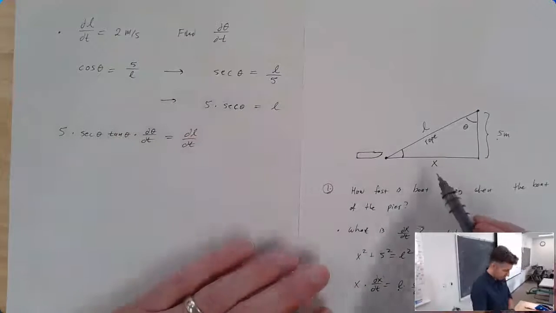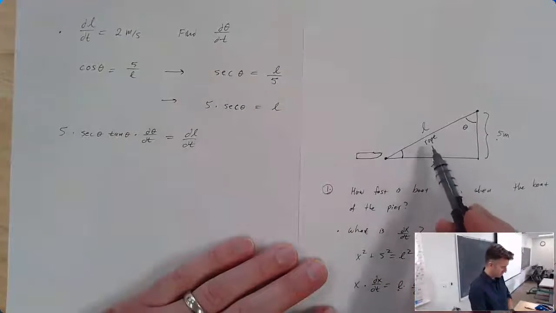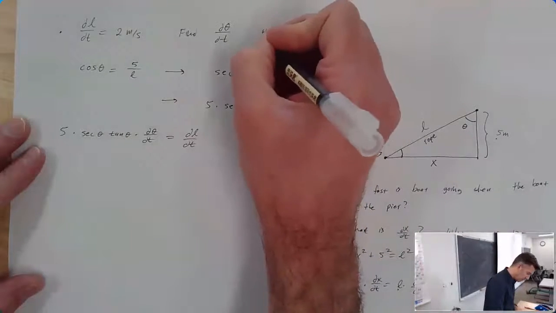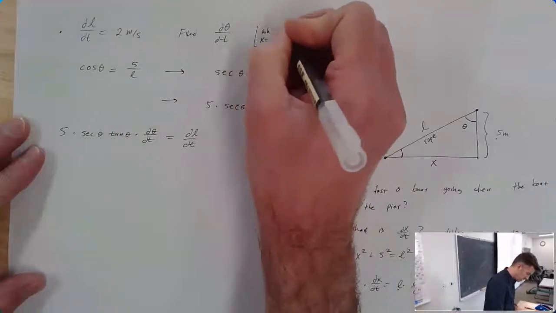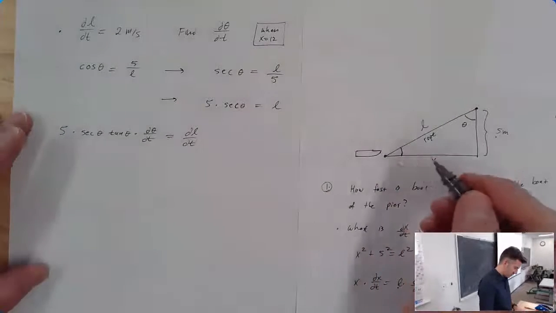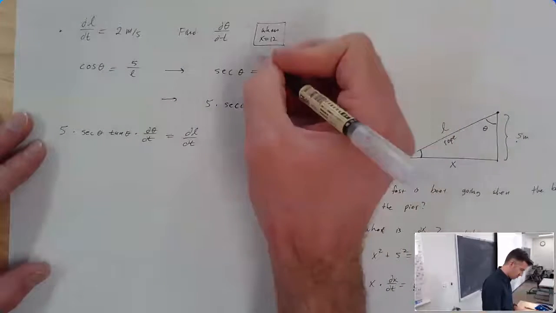Now, in this triangle, we don't typically know X and L, except we're actually wanting to find how theta is changing when X is 12. Right, just at the same moment from before. So when X is 12, we know that L is also 13. Do we need to know that? Maybe.